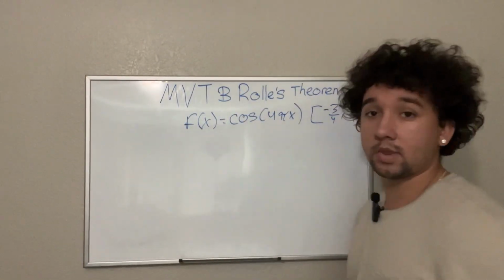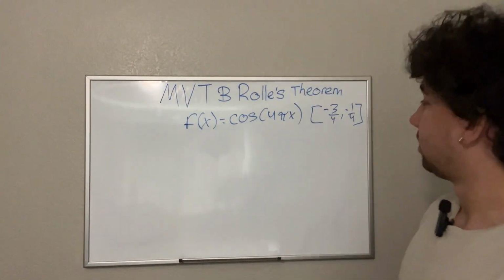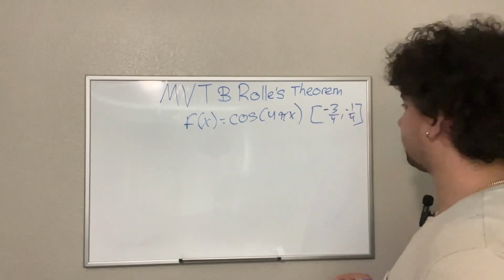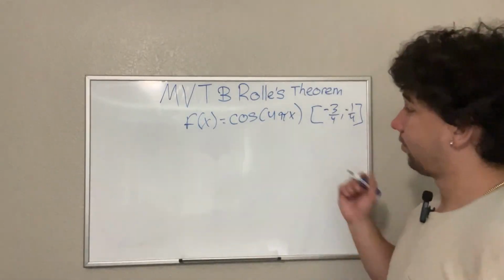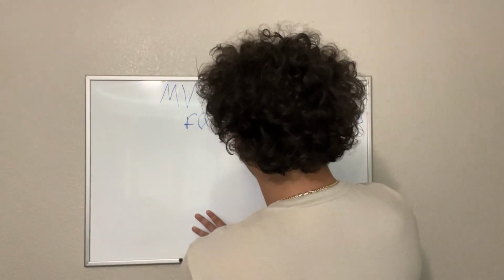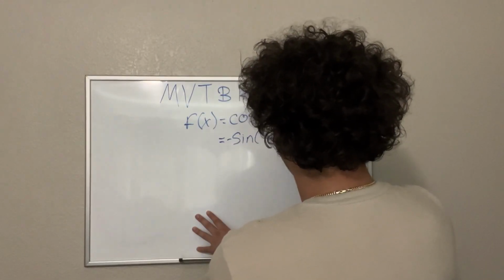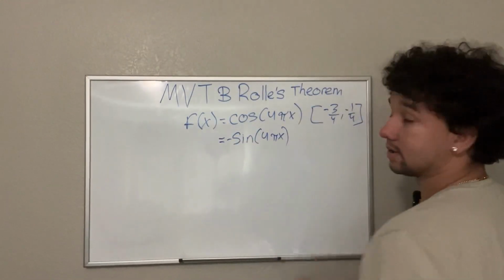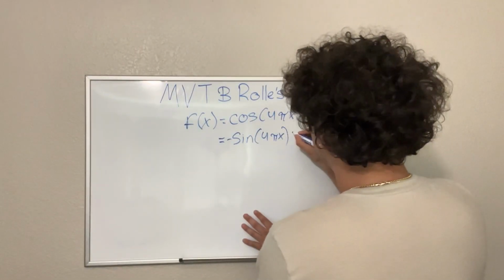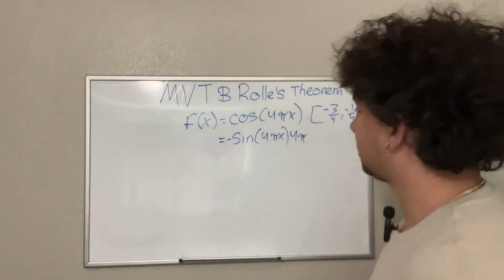So now, the next thing we have to do here is differentiate. I'm going to differentiate this thing with respect to x. What's the derivative of cosine? That's negative sine. And notice there's an x value inside as well, so this is chain rule. The derivative of 4 pi x is just 4 pi. And that's the derivative right there.